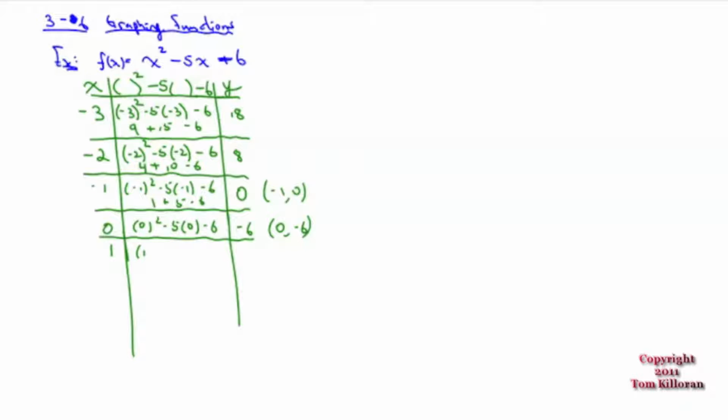All right, next value up is 1. So we get 1 squared minus 5 times 1 minus 6. By now you should be able to do this in your head. -10. It would be 1 minus 5 is -4, -4 minus 6 is -10. All right, try it with 2. 2 squared minus 5 times 2 minus 6.